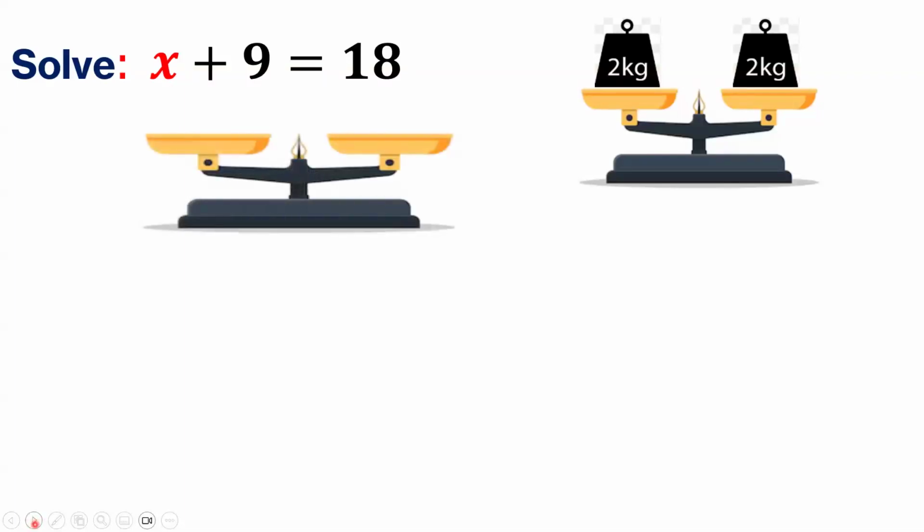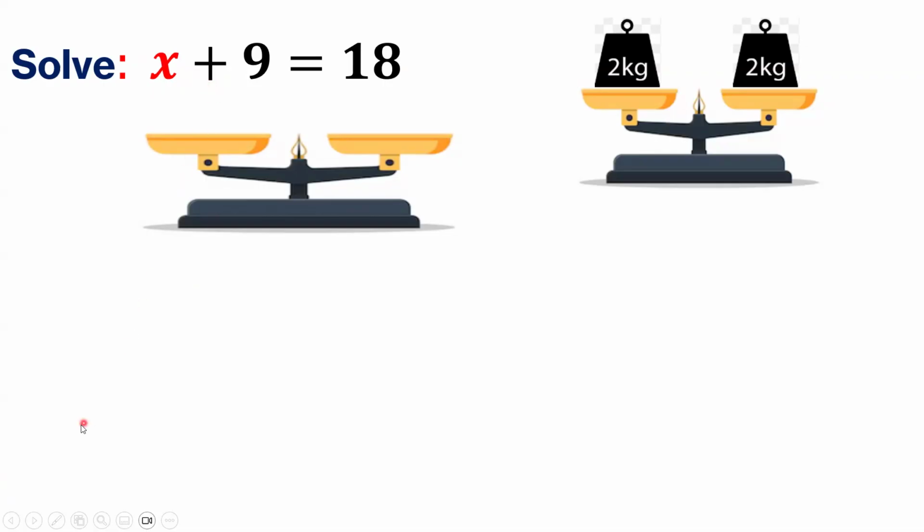My equation will be like the same balance scale. The left-hand side is x plus 9 equals to 18. And here I want to isolate this variable x alone without any number beside it. So I want to get rid of this added 9. That's why I call it addition equation. I have to get rid of the added 9.